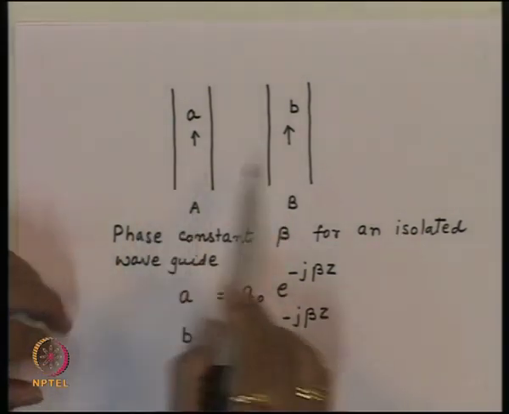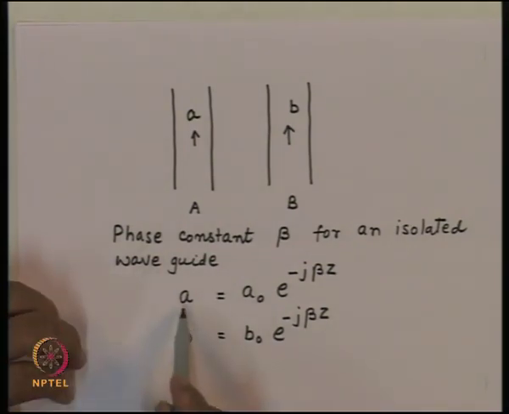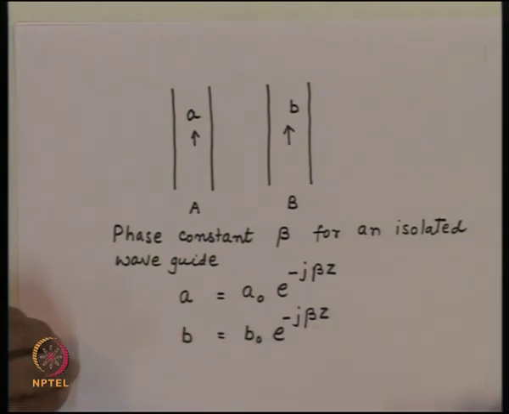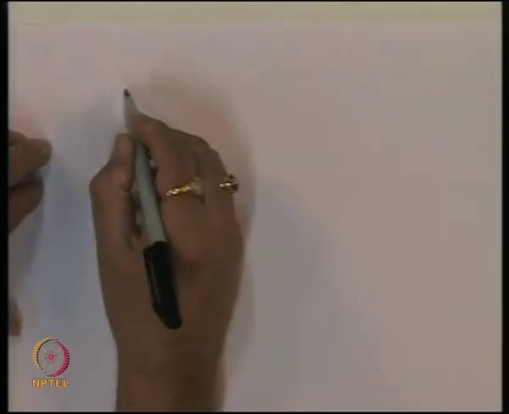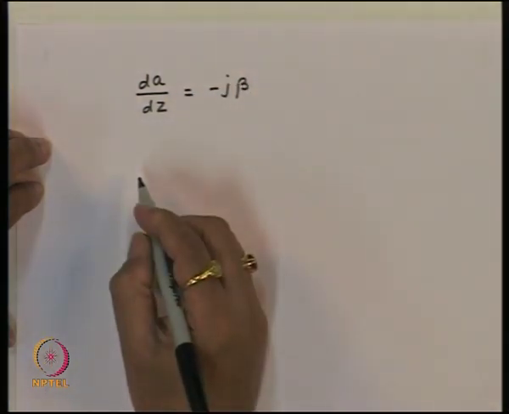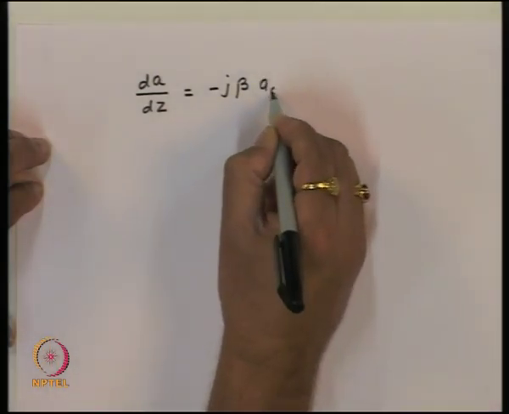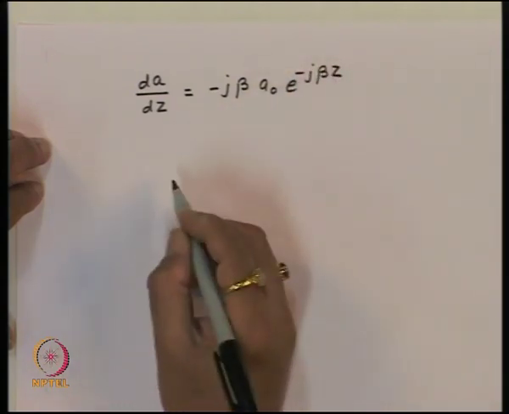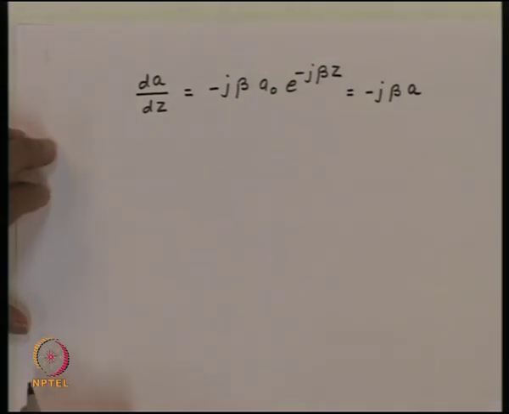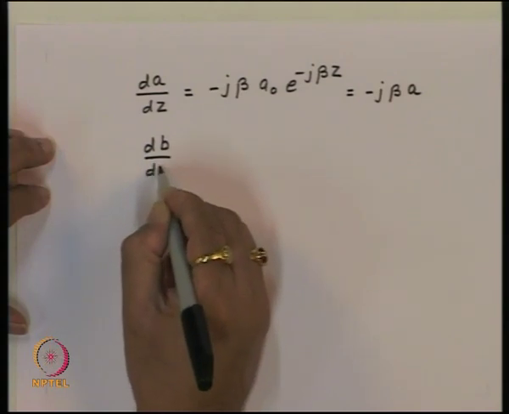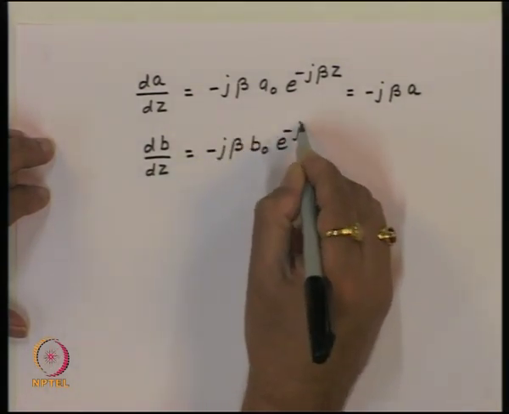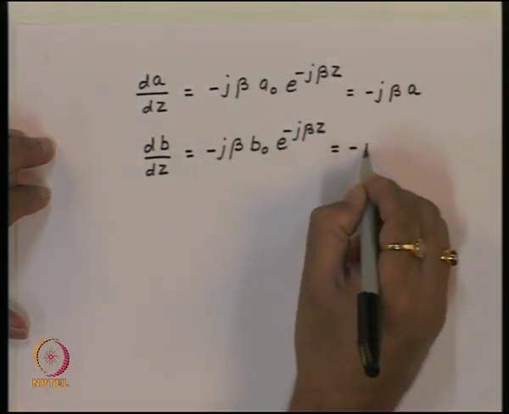And in the absence of any coupling between these two waveguides, A essentially will be governed by a differential equation that dA by dz will be equal to minus j beta into A. So if I differentiate this with respect to z, we get the equation for A and B as dA by dz equal to minus j beta into A0 e to the power minus j beta z, but this quantity is nothing but A, so this is equal to minus j beta A. Similarly, we can get dB by dz, that is equal to minus j beta B0 e to the power minus j beta z, that is equal to minus j beta into B.